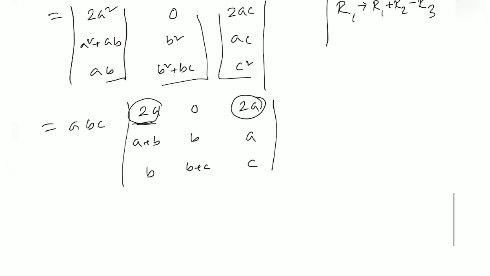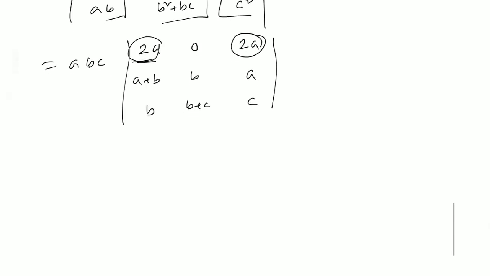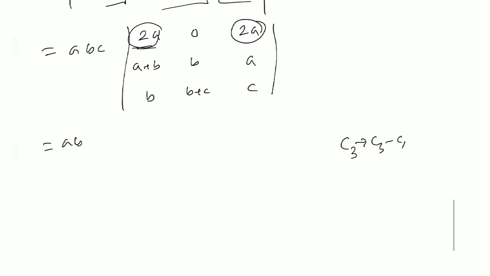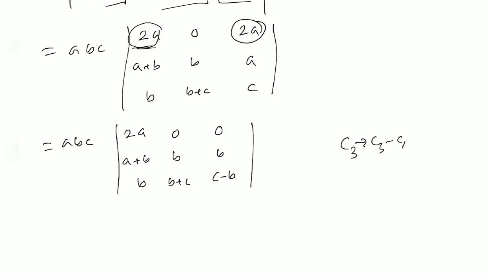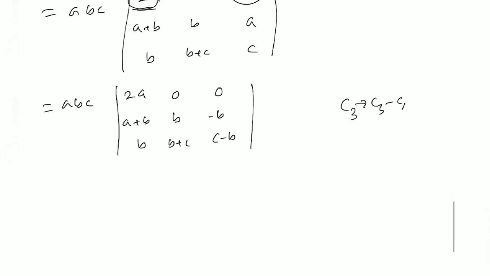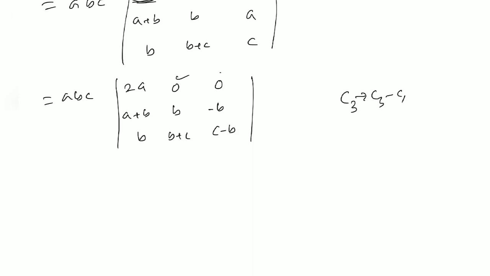Now let's apply some elementary operation. Suppose we are changing C3 to C3 minus C1, and you are having abc, and that gives 2a, a plus b, b, and C2 will not be having any change, having 0, minus b, and c minus b. Now you can expand it, because you have two elements in the first row as 0.